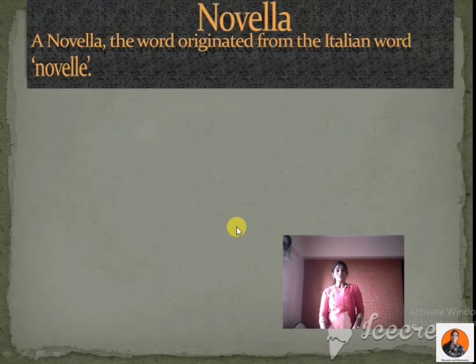Let's learn about the novella. As I told you earlier, the word novel is taken from novella. So there is a difference between the word novel and novella also. We will see what the difference is. The word novella originated from the Italian word novelli. It may be an important question for the HSC board, so please don't ignore the spelling of all three words: novel, novella and novelli.